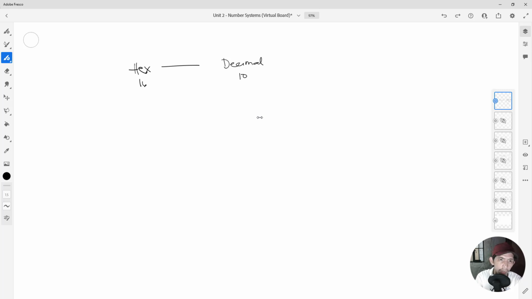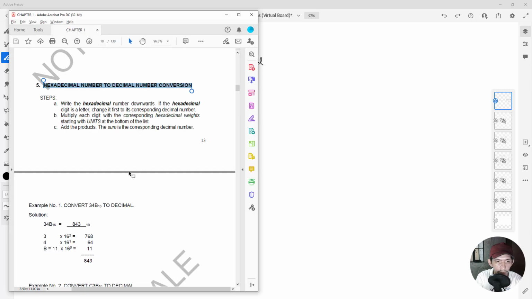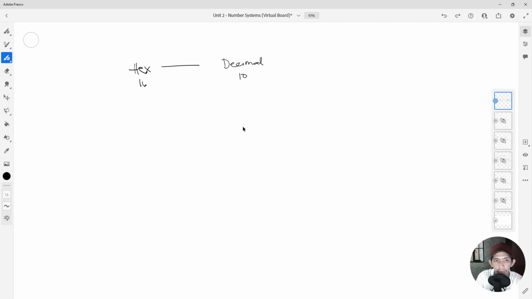Okay, so let's say for example, ano ba yung binigay na example dito? Okay, so 34B. So let's use another example. So for example, 7 2 F. Ayan, for example, 7 2 F. So all you have to do is to write it downwards. Write 7, 2, and F. Okay. So meron lang tayong additional na step dito bago natin siya i-multiply by its base na 16.